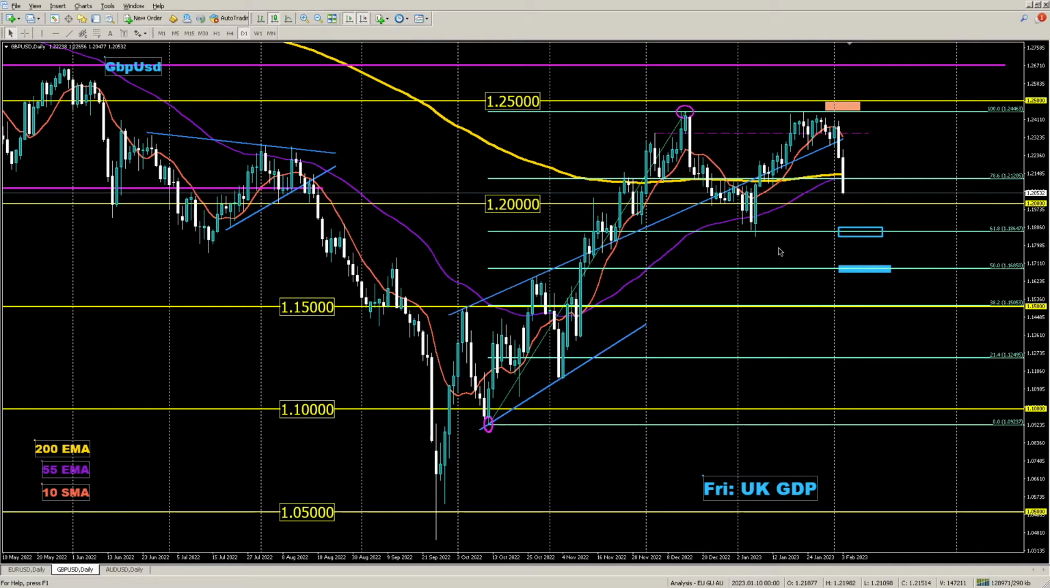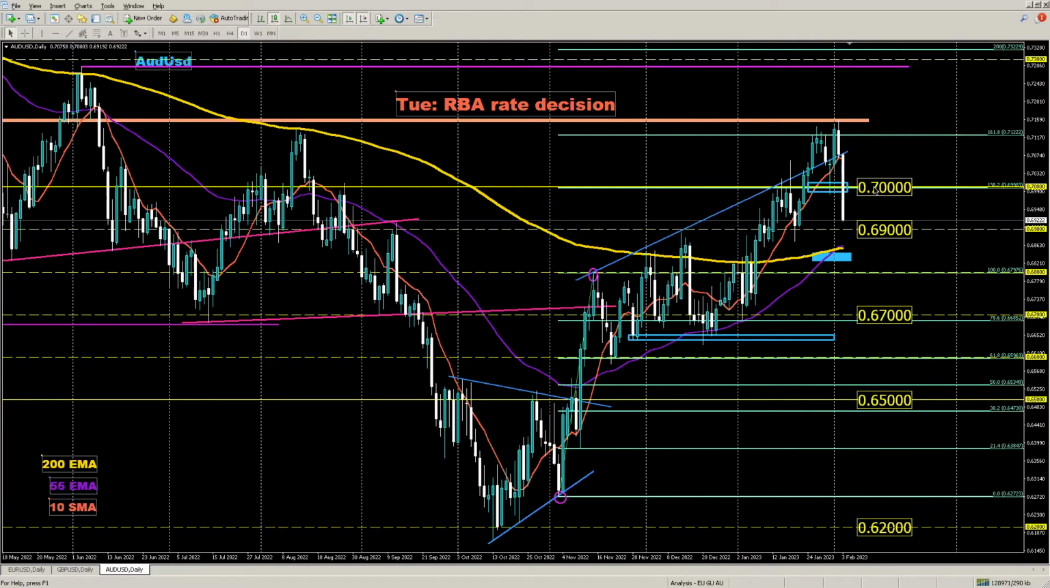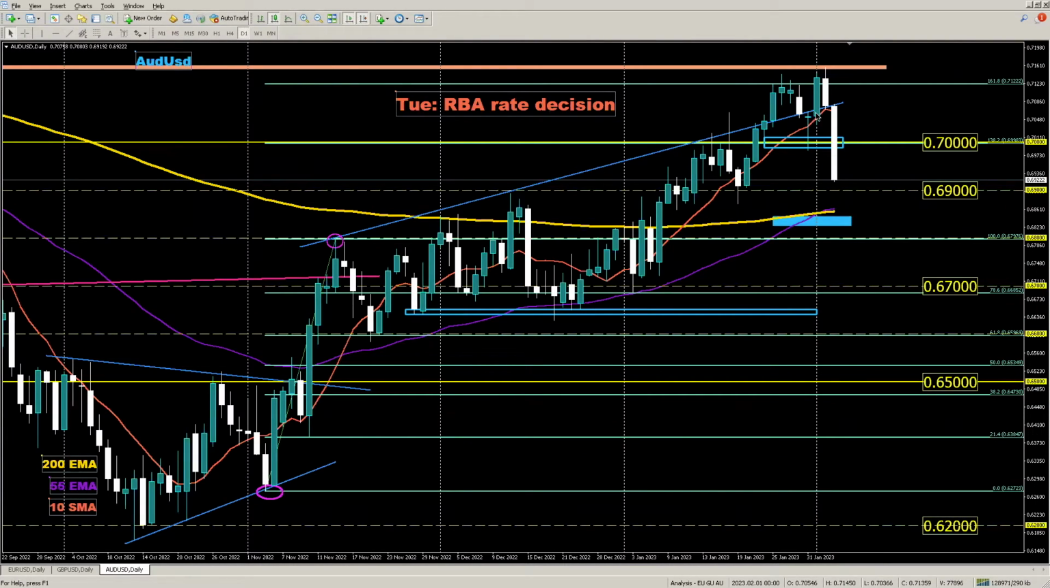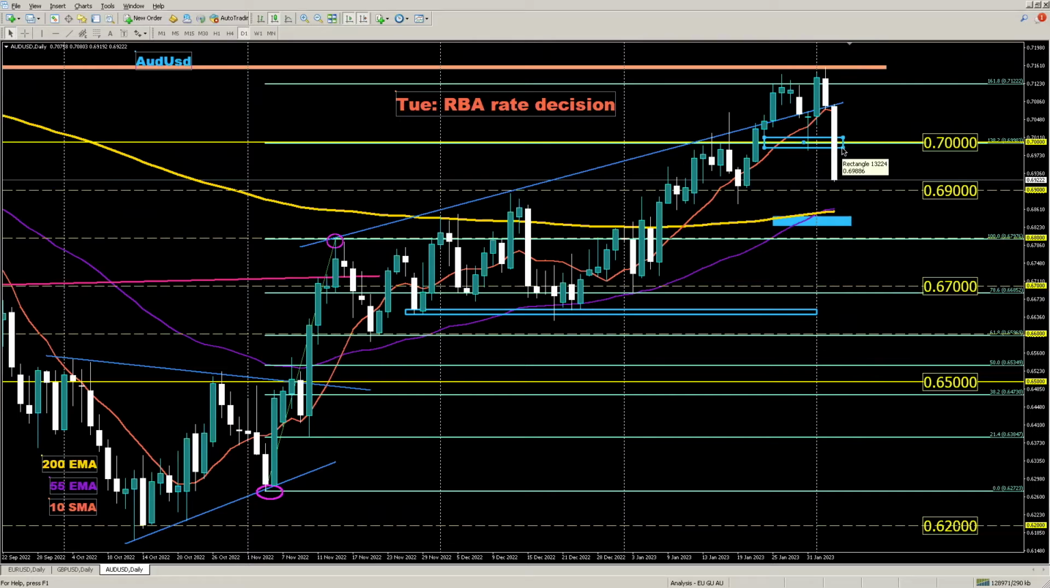Okay, so let's move on to the Aussie dollar. And similarly, the Aussie dollar has also had a similar reaction. On Wednesday, it took advantage of the weaker US dollar and ran up to test the resistance zone that we marked last week. It was rejected, and then a sharp decline on the Friday of over 150 pips, right through the 70 round figure.